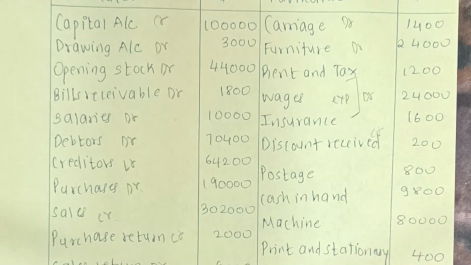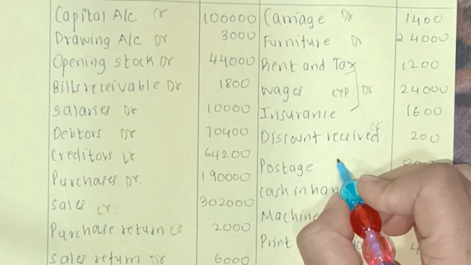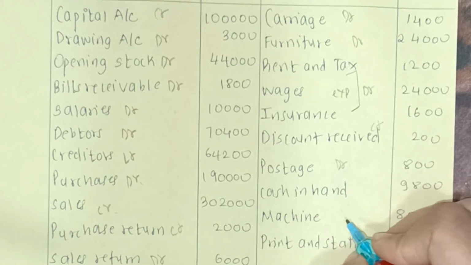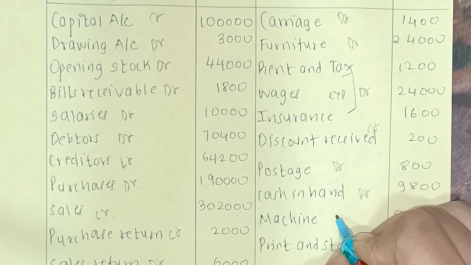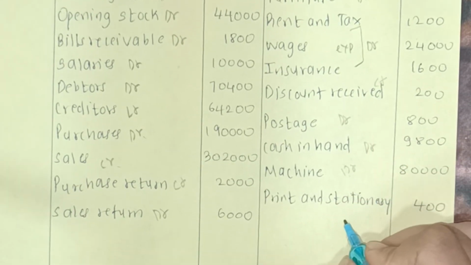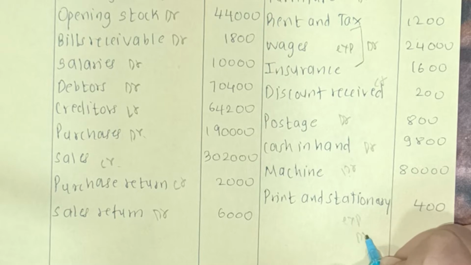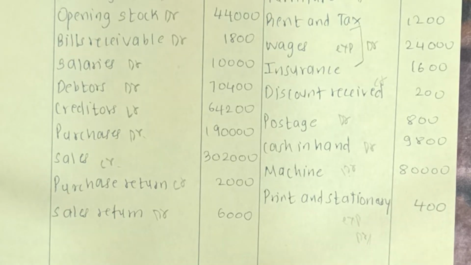Then we have postage. So postage expenses, we have to remember that they are indirect expenses, so debit side. Cash in hand, machine, they are all assets, so debit and debit. And print and stationery is an expense, so again it will be on the debit side. See, this is how first you need to mark the accounts according to where they will come, whether it is on the debit side or on the credit side. Okay, so after doing this step, you have to start solving your sum, and based on the markings that you have made, just put them on the debit side or the credit side.